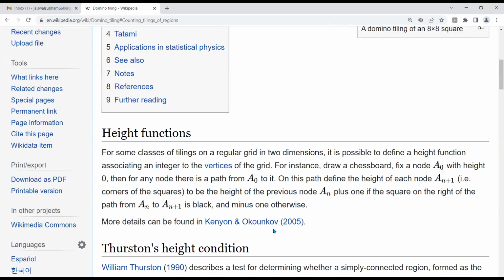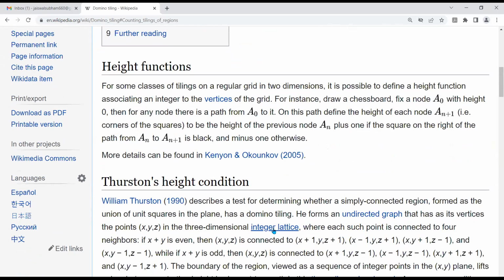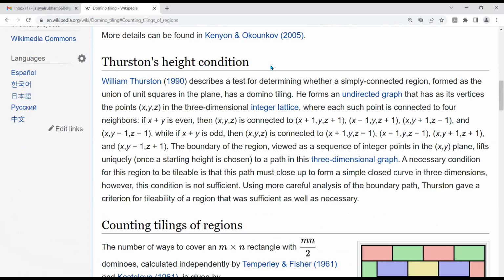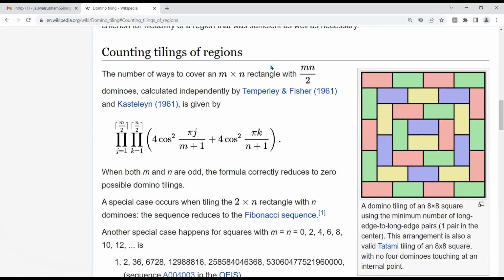So that was a small thing. And then there are some interesting things like height functions. I don't know if you read about it, it will be interesting. But counting the number, this formula is quite daunting. I don't know where the cos comes from. Yeah, I also don't know.